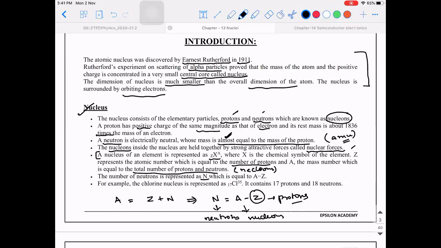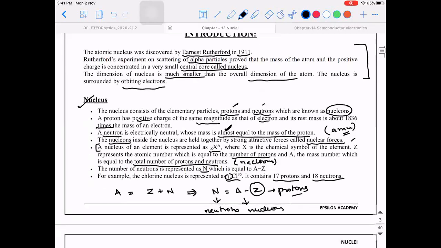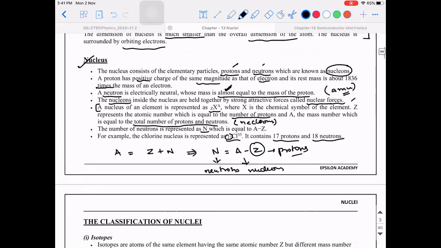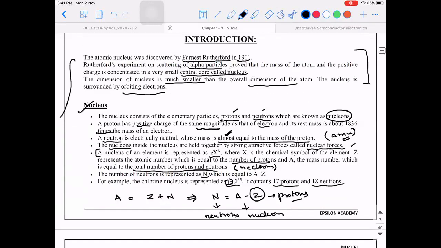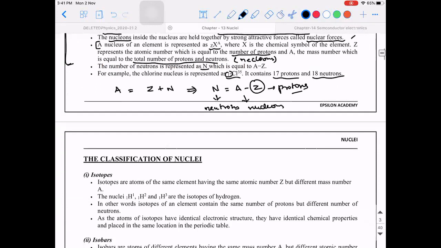If you take the example of the chlorine nucleus, which is represented by Cl 35 and 17, then it contains 17 protons because its atomic number is 17, and 18 neutrons. We got that 18 because of 35 minus 17. And it contains 35 nucleons. Right? I hope it is clear till this step. It's an easy concept, right? Is there any doubt? No. Okay, I'll proceed then.